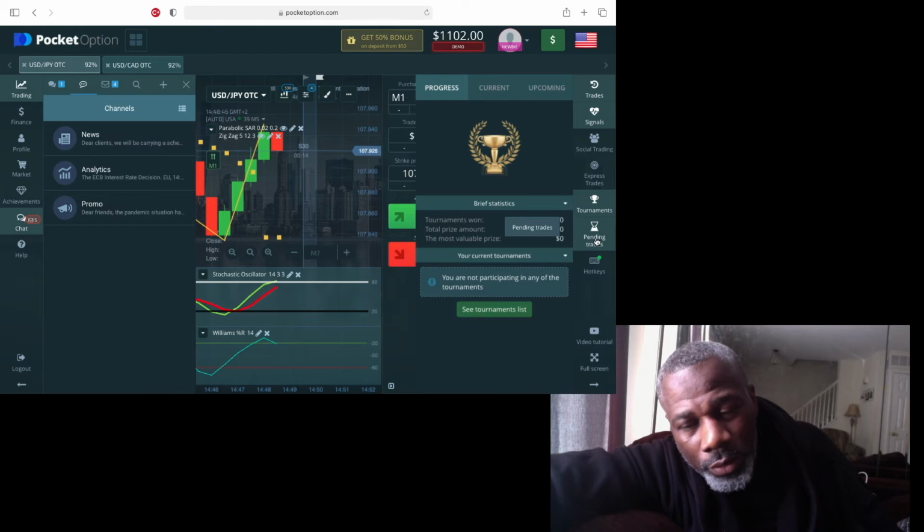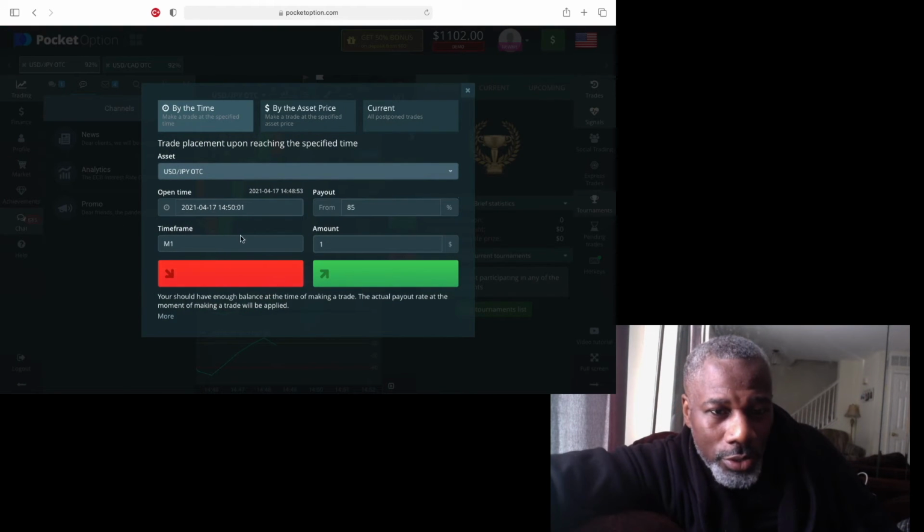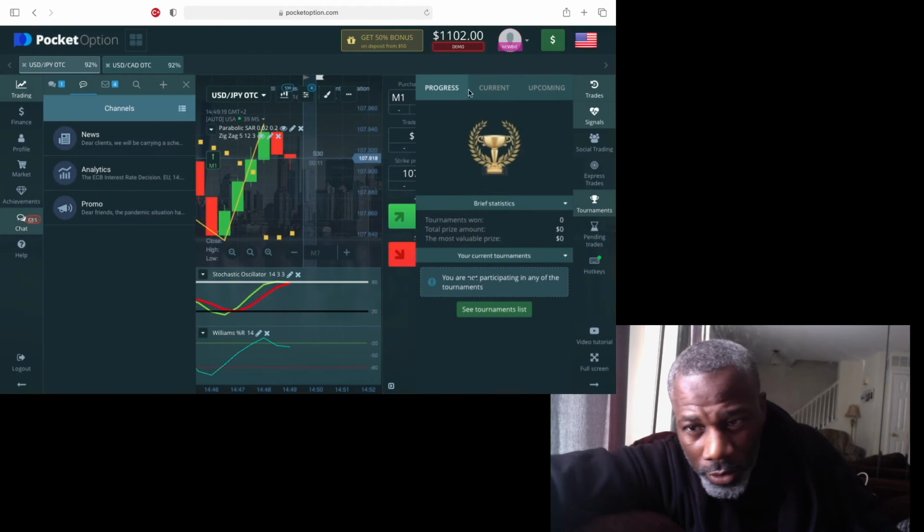If you're a professional, you could do it, but it just gives you a little competition against different traders out there. And then right here, this is pending trade. So again, you can do trade placement upon reaching a specific time. You can set up the amount that you want to win, be in profit, and an amount that you want to stop at. So you can set that up. Now, buy at the asset price. You can set your price at which you want to buy. So that's a beautiful thing as well.